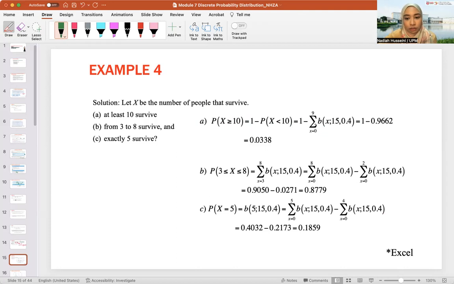The binomial distribution from 0 to 9, which is a lot. And this is your N, 15, and this is your P. This is another way of writing binomial.